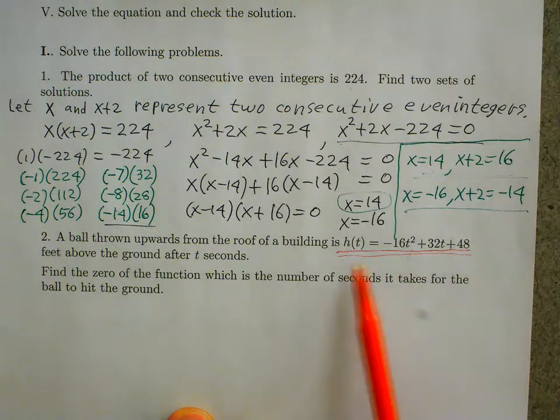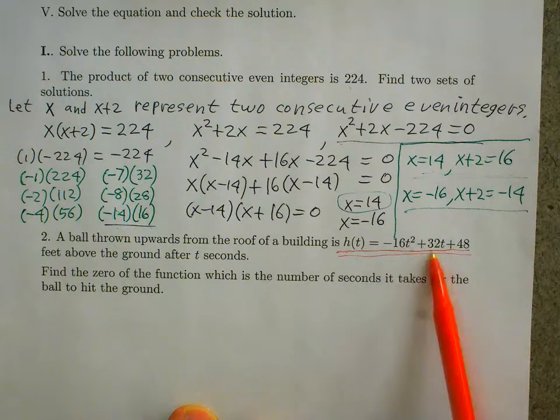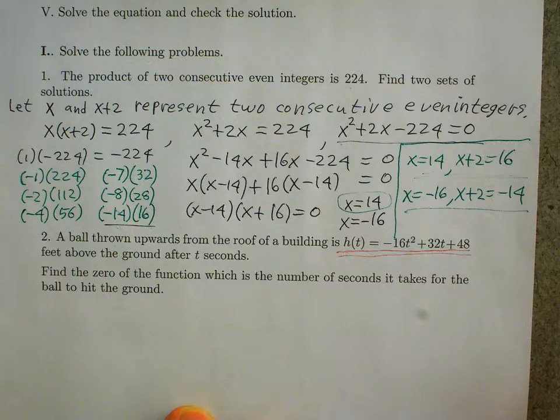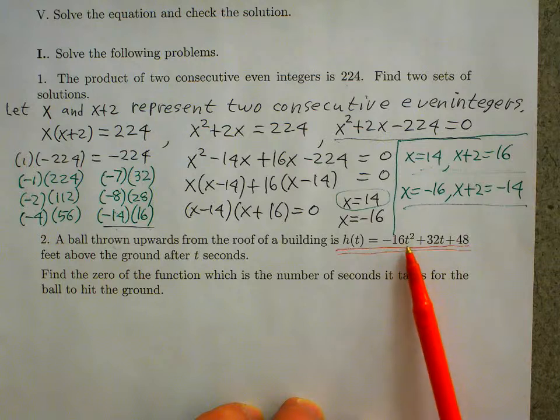So for example, when time t equals 0, which represents the instant that the ball is being thrown upwards, its height above the ground is 48 feet. If you replace t with 0, you're just left with 48. After 1 second, what's the height of the ball 1 second after it's thrown upwards? So when t equals 1 second, the height is found by replacing t with 1 and then doing the arithmetic.